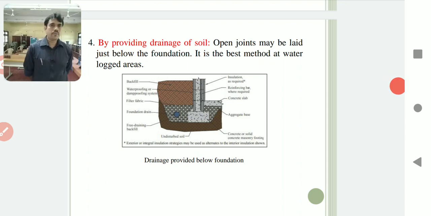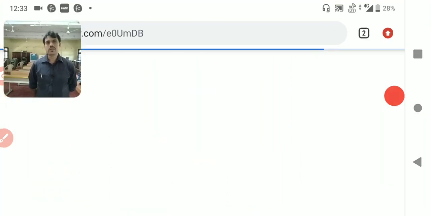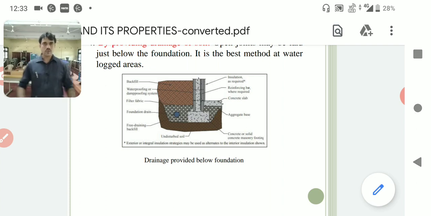Next, by providing drainage of soil. This point is valid when we construct or are mandated to construct in waterlogged areas. Waterlogged areas means water is always high, the water table is high, near the top. So in such cases, in places where water is always present, what can we do? We can provide trenches.